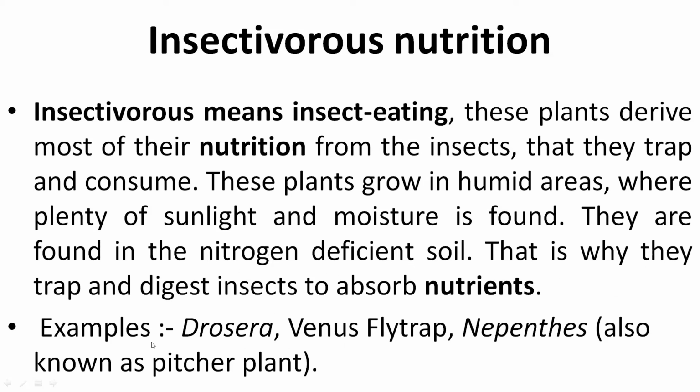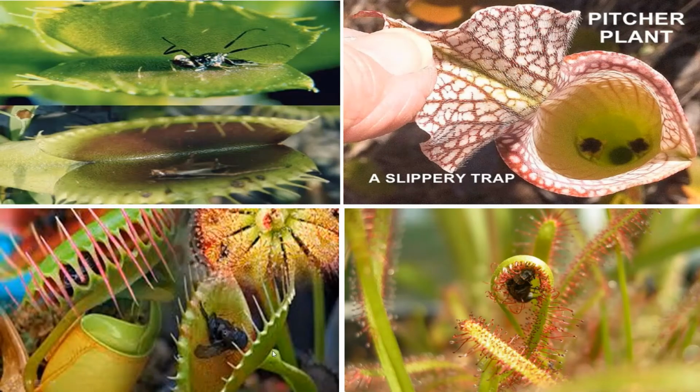So that is why they trap and digest insects to absorb nutrients. Example: Drosera, Venus flytrap, Nepenthes. The common name of Nepenthes is pitcher plant, and common name of Drosera is sundew plants. See, this is Drosera. This is pitcher plant. When the insect come and sit here, it's slippery in nature and it slips down inside the vessel.